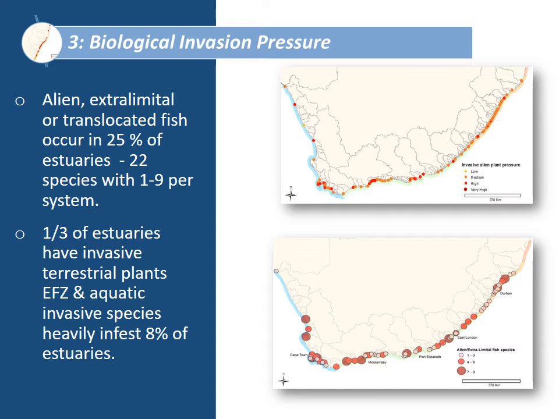Finally, we've added a category called biological invasion pressures, with 2 elements being quantified at the national scale: alien or extralimital translocated fish occurring in about 25% of estuaries, with 22 species involved and 1 to 9 per system. Also, a third of estuaries have invasive terrestrial plants in them, and aquatic invasive species heavily infest about 80% of estuaries.